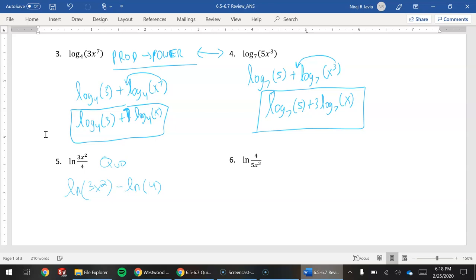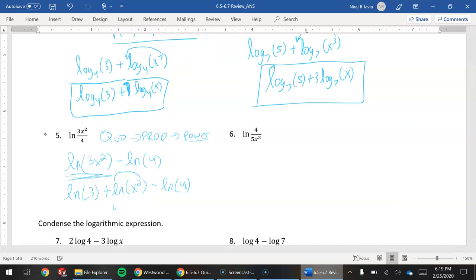Now, when I do that, you notice the left side is still not done. We can still do more. And 3 and 4 is kind of a hint on what we can do. So on this side, we can do the product, and it looks like we can also do the power. So on this side, we say natural log of 3 plus natural log of x squared minus natural log of 4. And then I do the power, which is 2 in front of that. And we do that. Whoa, not weird. I do natural log of 3 plus 2 natural log of x minus natural log of 4. There you go. We did all three of them.